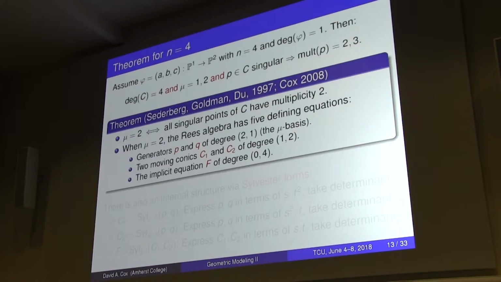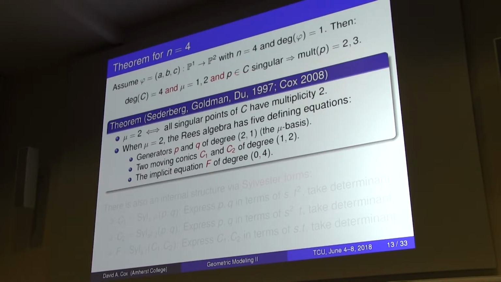For example, here's a theorem for n equals 4. Let's assume that our parameterization is birational, so our curve is a genuine quartic. So the degree of C is 4. It turns out the only possibilities for mu are 1 and 2. Remember, we're assuming they're linearly independent. And it also turns out that people understand how the singularities behave.